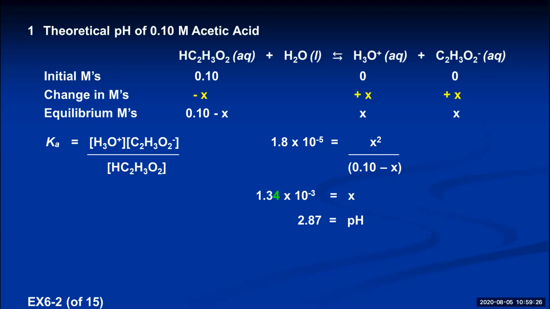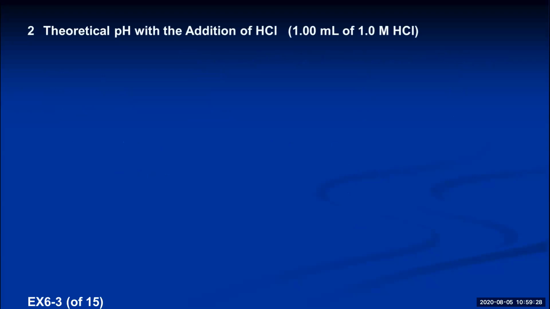Now, theoretical calculation number 2 asks what the pH of this solution will be if we add 1.00 milliliter of 1.0 molar HCl.